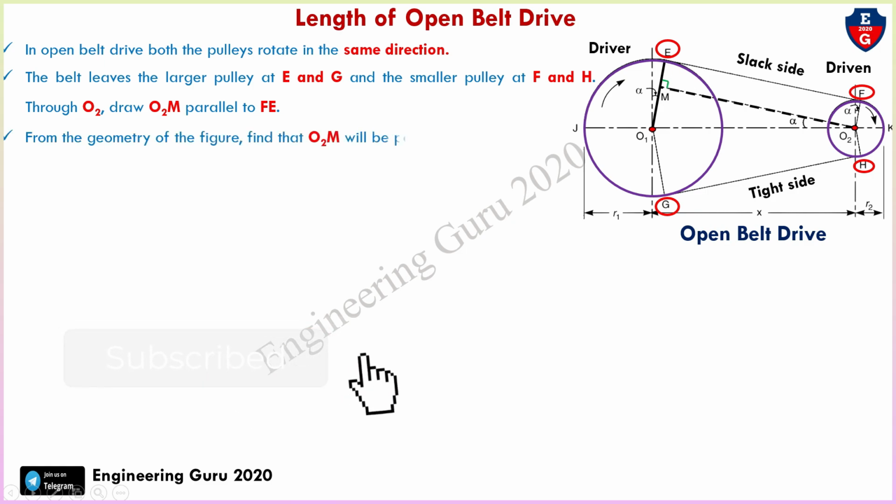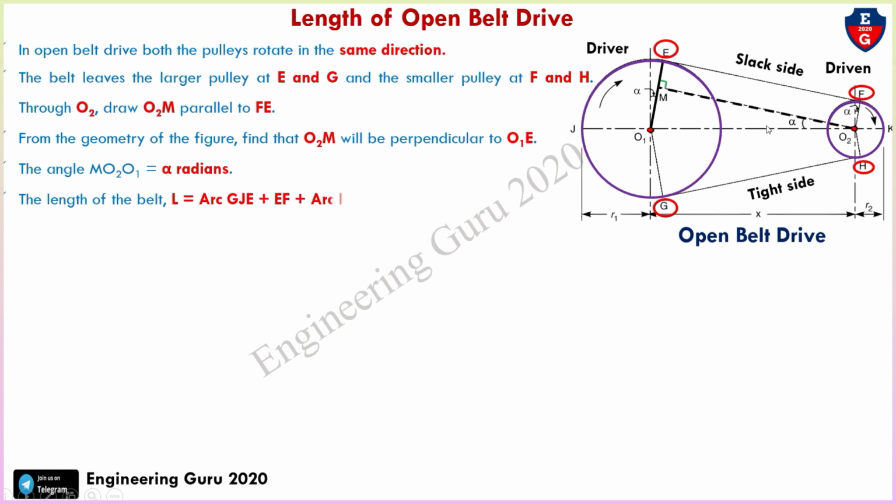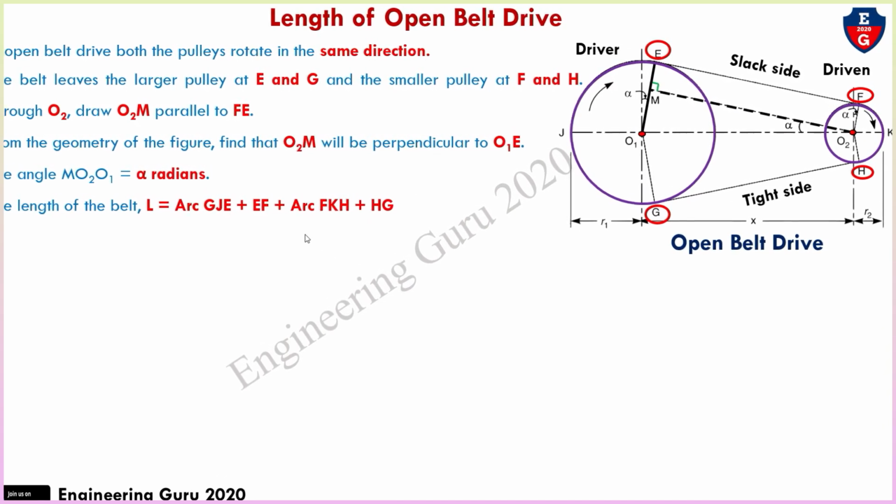From the geometry of the figure, O2M will be perpendicular to O1E. This O2M line is perpendicular to the line O1E. The angle MO2O1 equals alpha radian. This is the alpha angle.